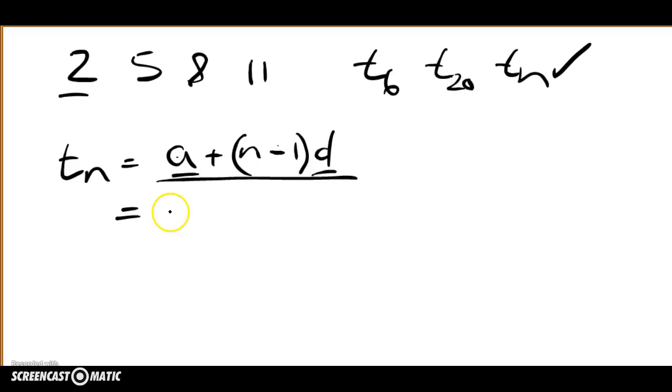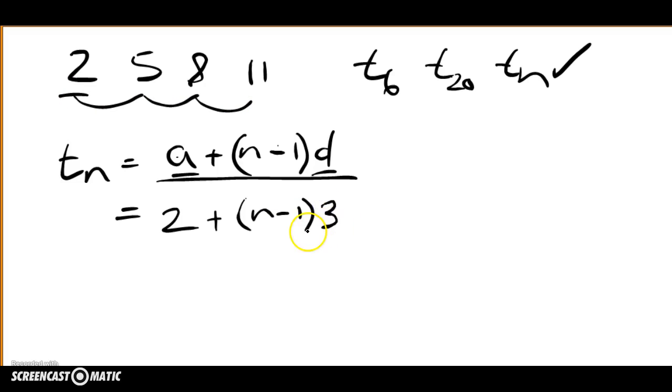A is the first term. D, what's it go up in? It's a 3. Now I've done Tn. Tn equals 2 plus n minus 1 times 3. Don't try and manipulate it at all, just leave it like that.